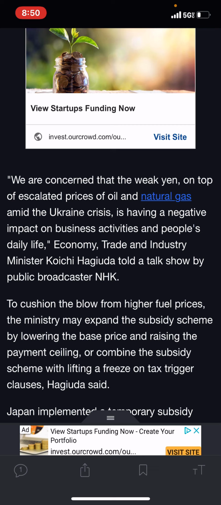We are concerned that the weak yen, on top of escalating prices of oil and natural gas amid the Ukraine crisis, is having a negative impact on business activities and people's daily lives. So basically, this is the situation going on in Japan and in almost every major first world, second world country in the world: high fuel costs are causing further inflation. So the Japanese government is now at a point where they're trying to take a tougher stand against the high fuel costs in their country to bring down the gas prices.